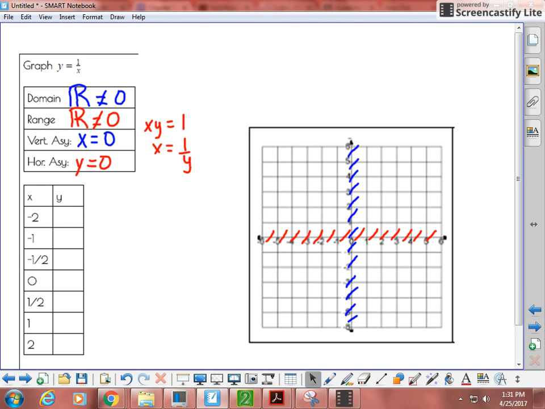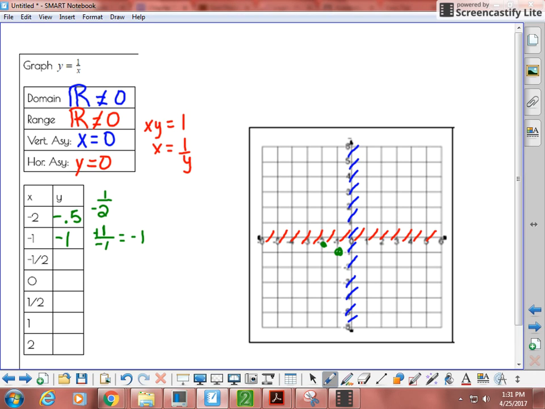So what I want to do now is plug in values into a table. I have my x's already given to me, so I'm going to plug that in. 1 over negative 2 is just negative 0.5. So I go over here and graph this: back 2 and down a half. Now I'm going to put in negative 1. 1 over negative 1 is negative 1. So back 1, down 1.